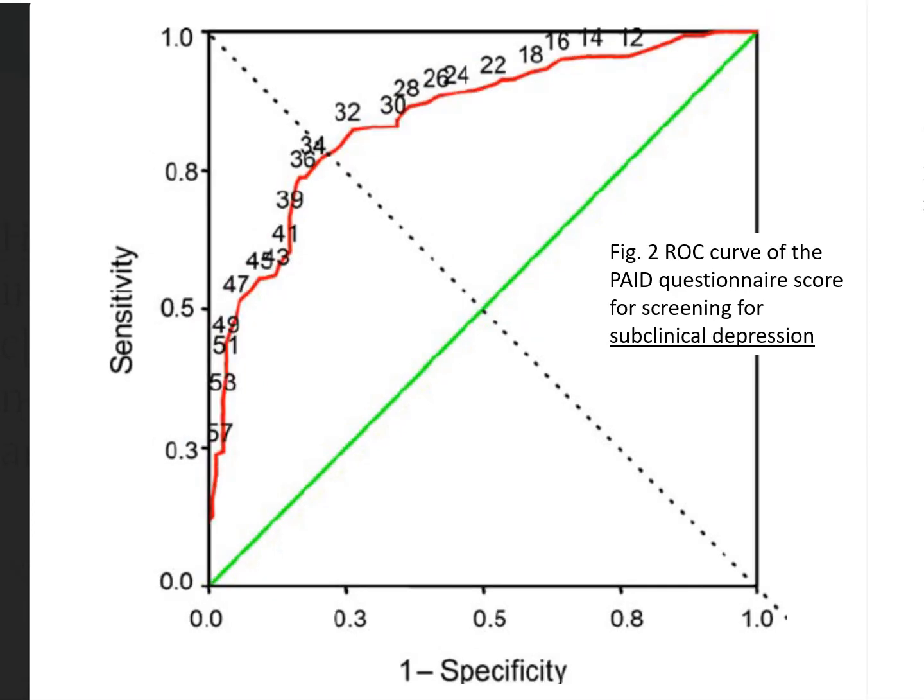Just for completeness, it can also be used to screen for subclinical depression, and of course the scores are lower. It screens subclinical depression at about a score of 34. So I hope that shows you how receiver operating characteristic curve can be used and how it's useful.